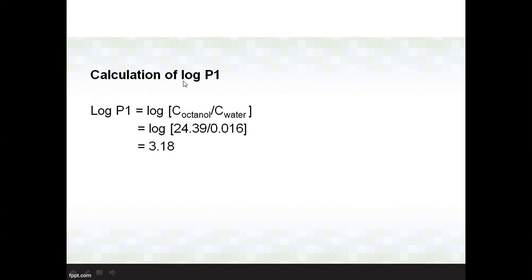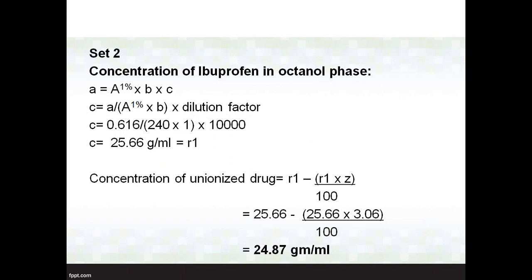Now as we know, log P1 is the log of the concentration of drug in the octanol phase divided by the concentration in the water phase. Putting the values, we get log P1 to be 3.18. Now similarly, we are going to perform the calculations for set 2 as well as set 3. You can see the formulas are the same, only the value of A is going to change.